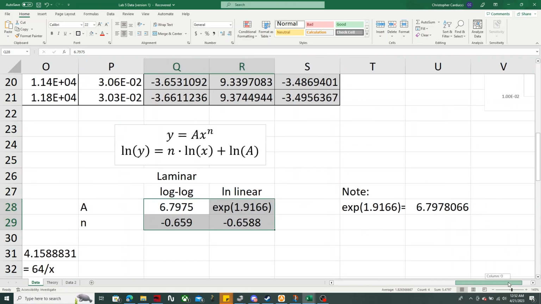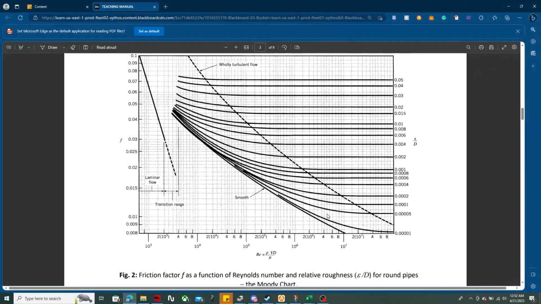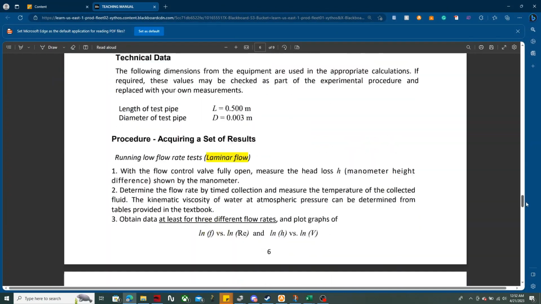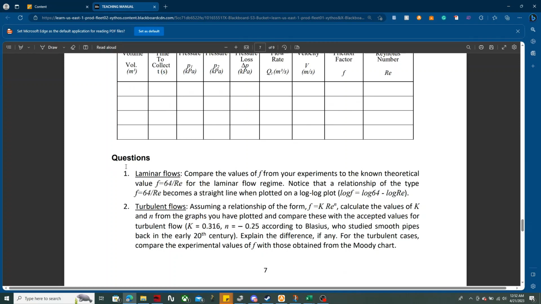Okay. Now, if we look at the lab manual, it doesn't explicitly tell you need to do that for the laminar flow. Right? Theoretical value for laminar flow knows that a relationship of this type becomes a straight line when plotted on a log-log plot. Okay. So it doesn't tell you that you need to solve this, take the natural log of both sides. Okay. The turbulent flow, however, does.